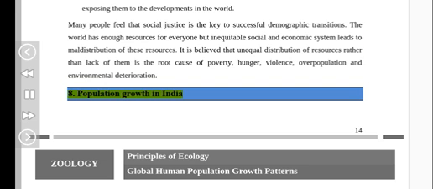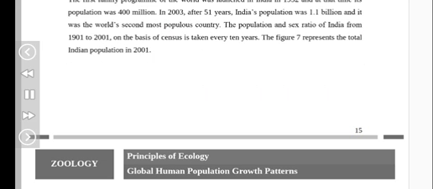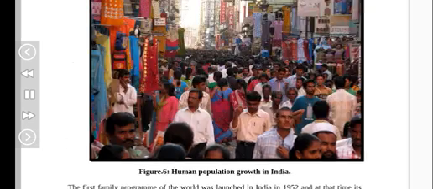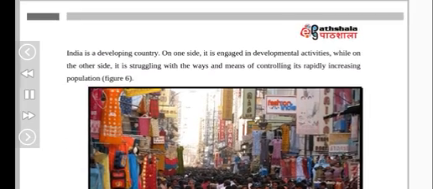8. Population growth in India. India is a developing country. On one side, it is engaged in developmental activities, while on the other side, it is struggling with the ways and means of controlling its rapidly increasing population. Figure 6. Human population growth in India.